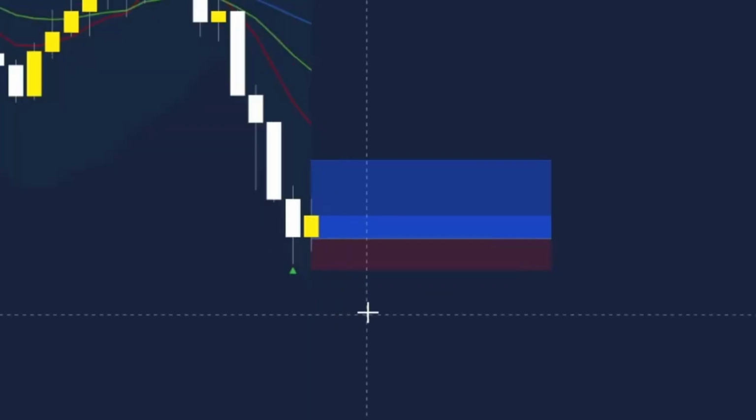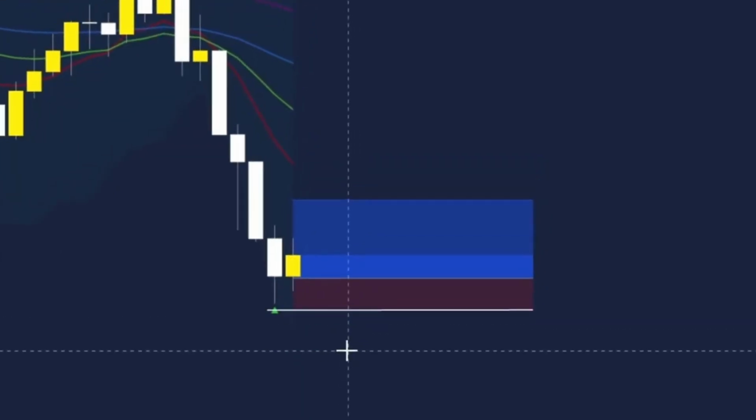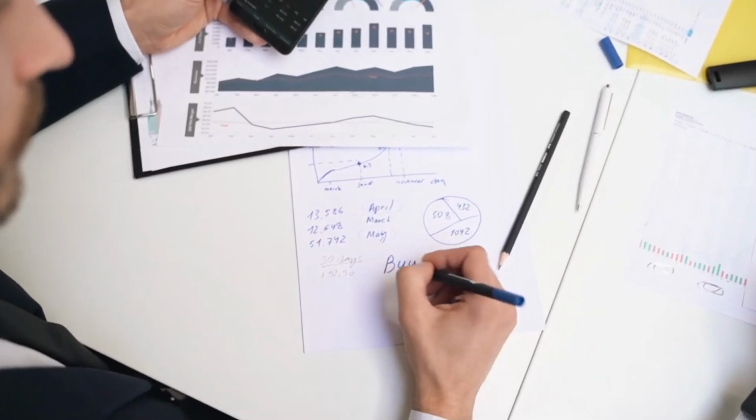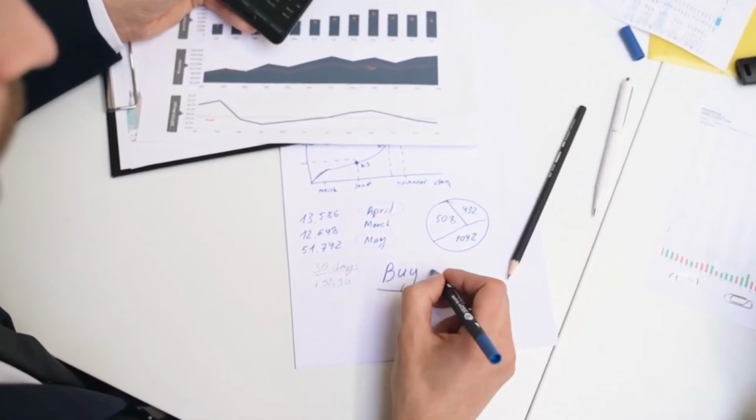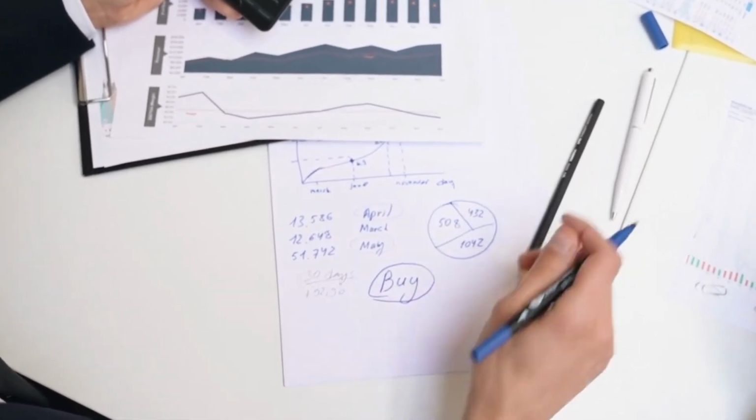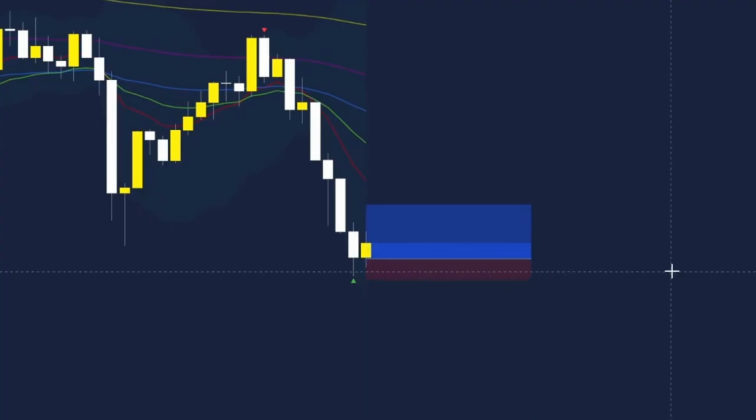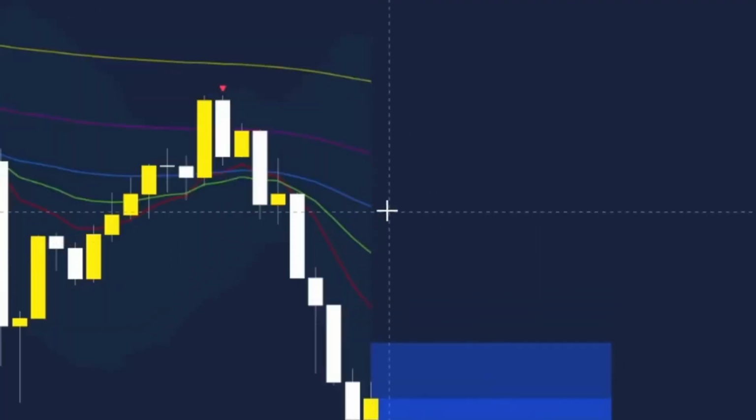We want to place a stop loss just behind the candle's low. Make sure to give it some breathing room to allow the trade to move, especially at the trade's open. Our take profit target is simple. We can use one or all of the moving average lines as a take profit.